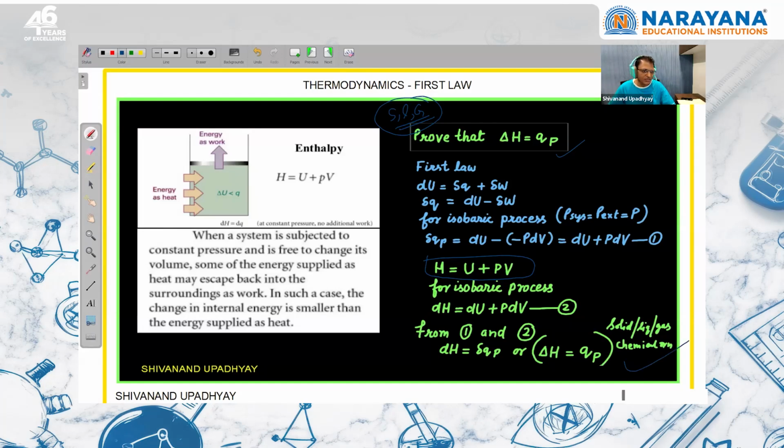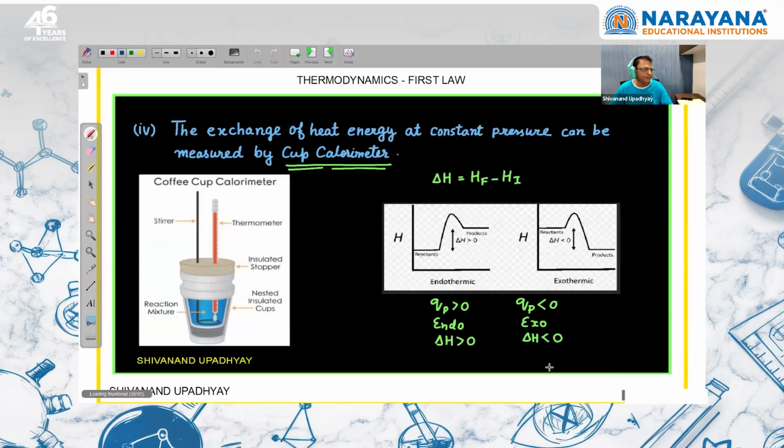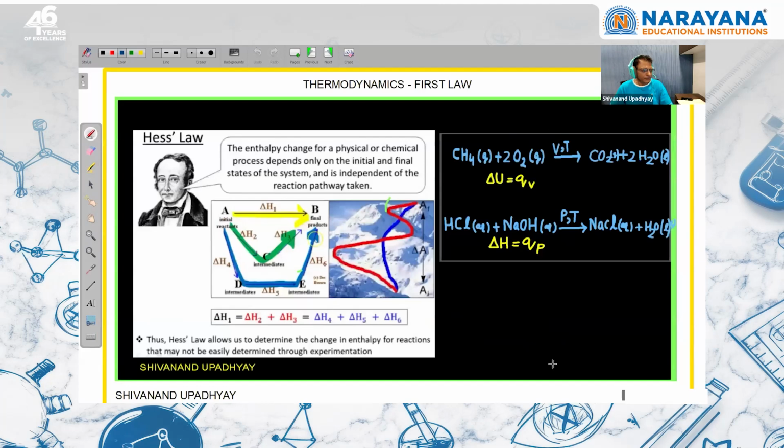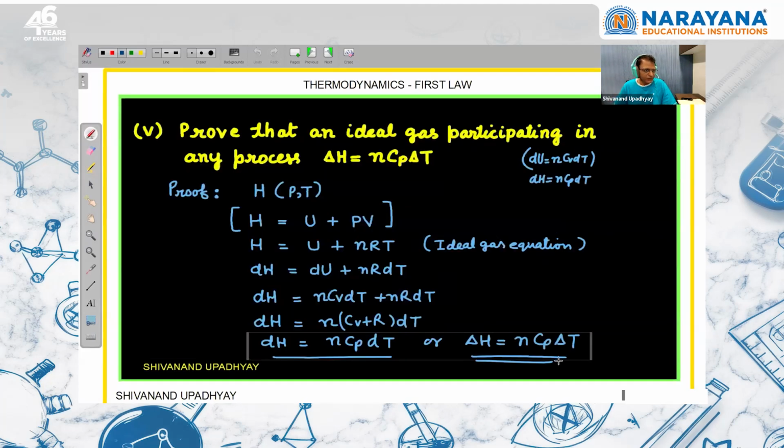So this is valid for solid, liquid, gas, chemical reaction, all the things: at constant pressure, the heat energy exchanged is equal to the change in enthalpy of the system, right? We have already discussed that for an ideal gas participating in any process, the change in internal energy only depends on temperature.